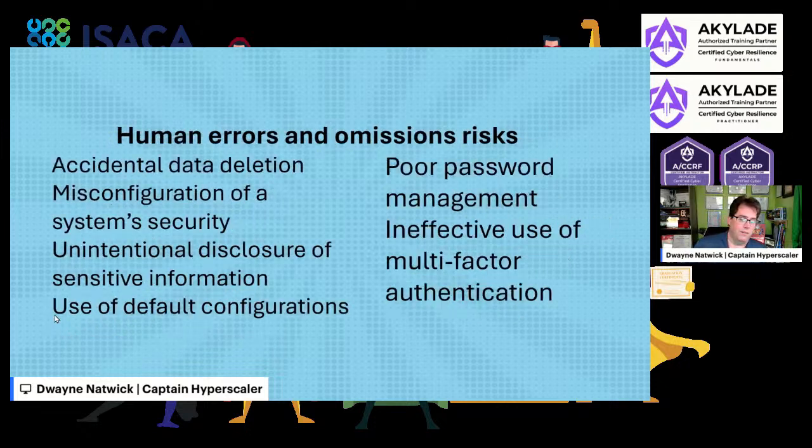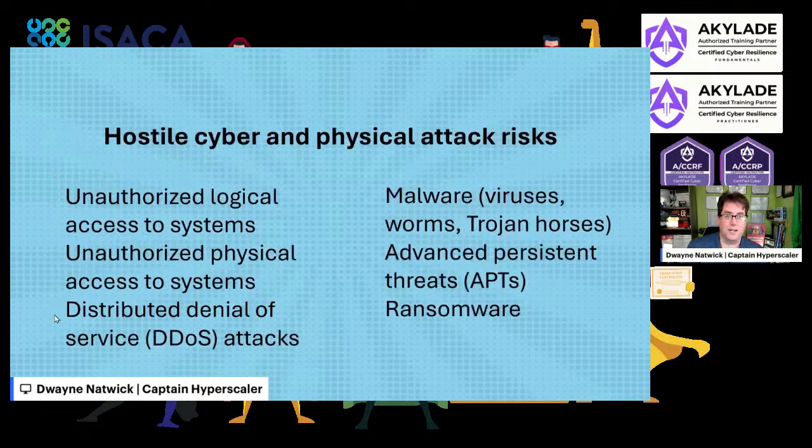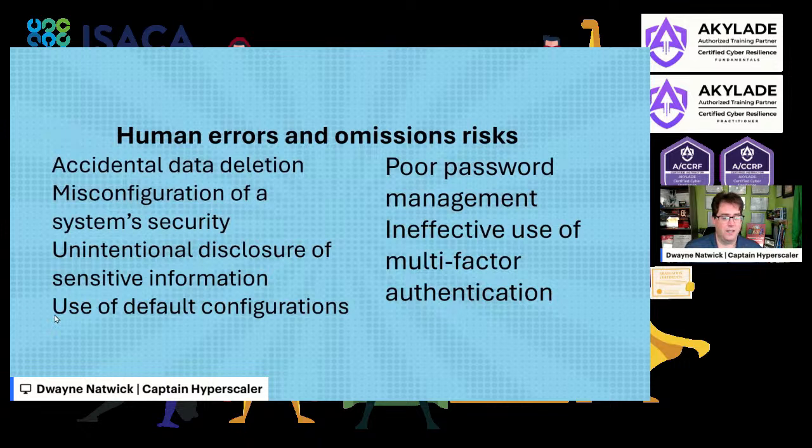We have a lot of other aspects and a lot of ways that sometimes the unauthorized access takes place is in some kind of human error. Maybe we click on a link, we disclose sensitive information on a phishing attack or a vishing attack or a smishing attack. Having poor password management, ineffective use of multi-factor authentication.